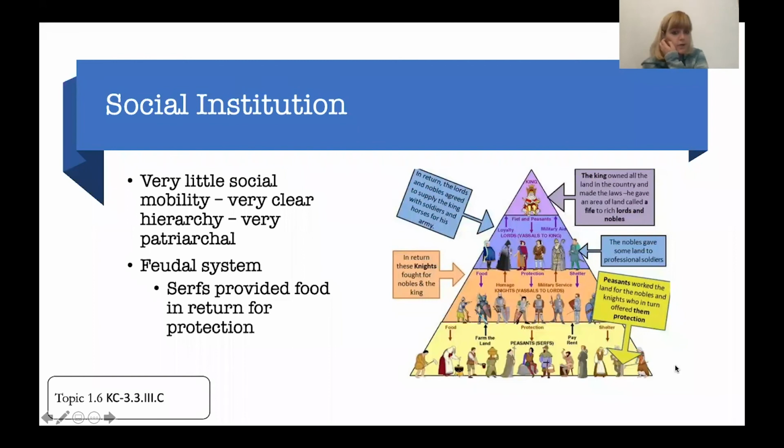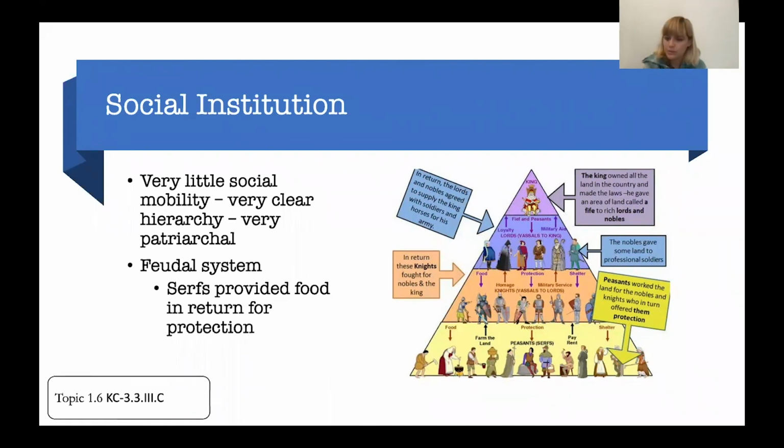Okay, guys. So as for a social institution, there's really not going to be a lot of social mobility. All right. It's going to be very similar to the caste system in South Asia. So what's going to happen is, again, wherever you were born into, so if your parents were lords, chances are good that you too are going to be a lord. And if your parents were peasants, you too will stay a peasant.